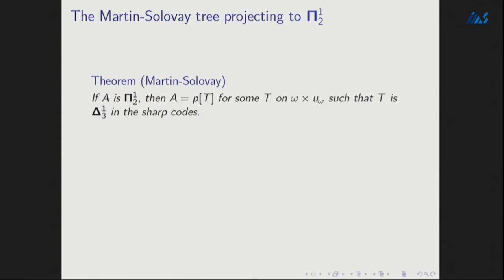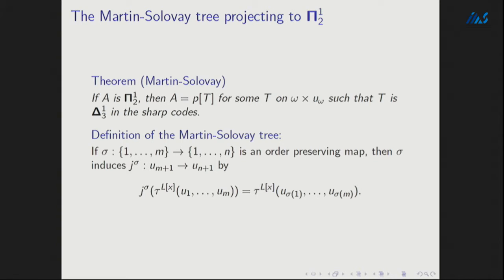So once again, this is for sigma 1, 3. Sigma 1, 3 is a projection of pi 1, 2. So a sigma 1, 3 set is the projection of a tree on u omega, which is delta 1, 3 in the sharp codes. And the tree for pi 1, 2 is usually called the Martin-Solovay tree. The definition of the Martin-Solovay tree comes from, again, inner model theory, and in particular, the uniform indiscernibles.